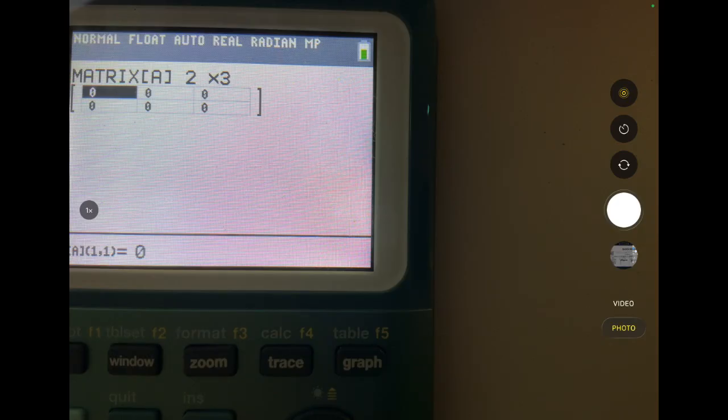Yes? Everybody with me? Okay. Now you type in your coefficients. So in the top row, we're going to press 2, enter, 4, enter, 14, enter, 3, enter, -1, enter, and 14, enter.